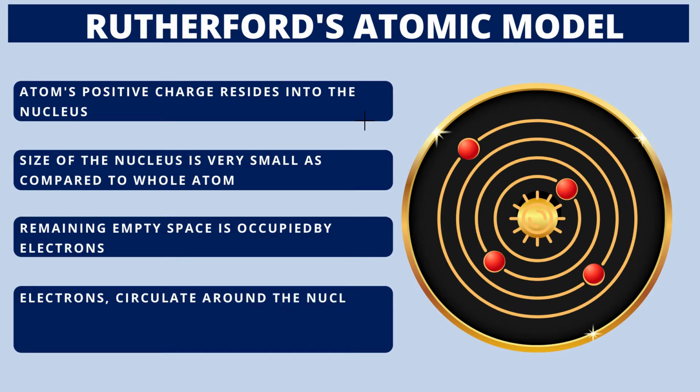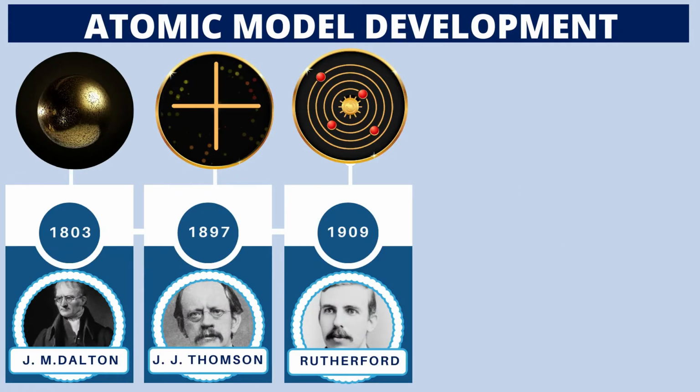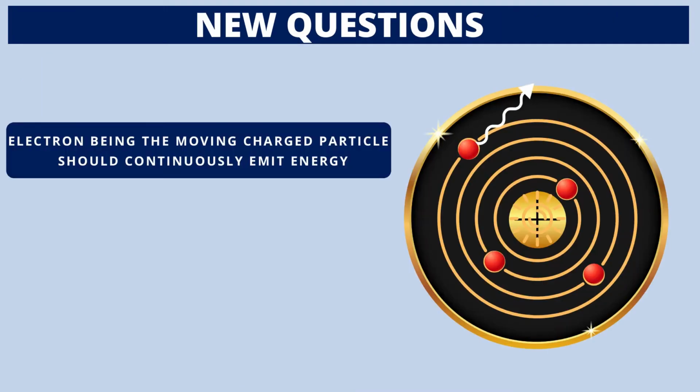Electrons circulate around the nucleus much like planets revolving around the sun. This planetary model of an atom comes in 1909 on the timeline of the atom. The first problem is that if the atom has a planetary structure, the electron is not like a planet. It's a charged particle, and being a moving charged particle, it should continuously emit energy.